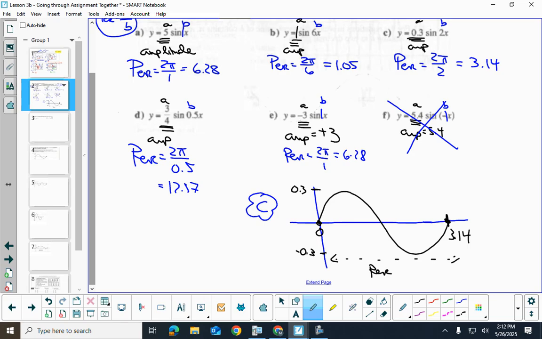Okay, so the period is the length of one repeating pattern. That's what period is. It's the length of the pattern. And your pattern is always going to be this wave.